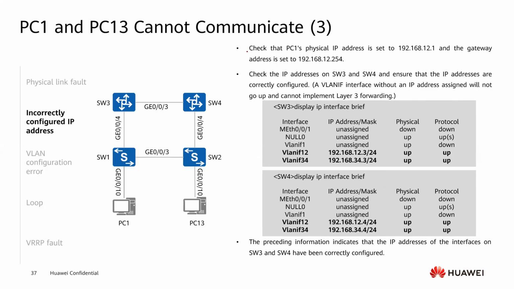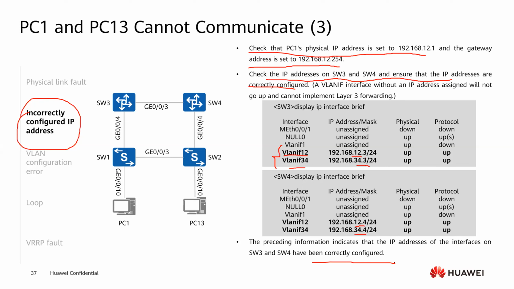Then we check that the PC's IP address is set correctly and the gateway address is set to this IP address. So we check the IP addresses on SW3 and SW4 and ensure they are correctly configured. We use the VLANIF interfaces: 12.3, 34.3, 12.4, and 34.4. So we can see the IP addresses have been correctly configured.